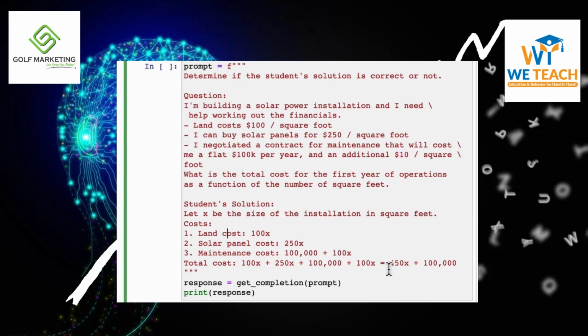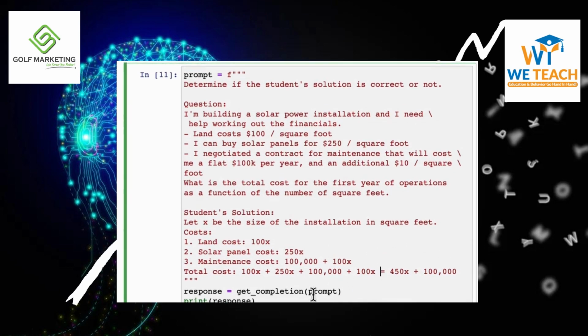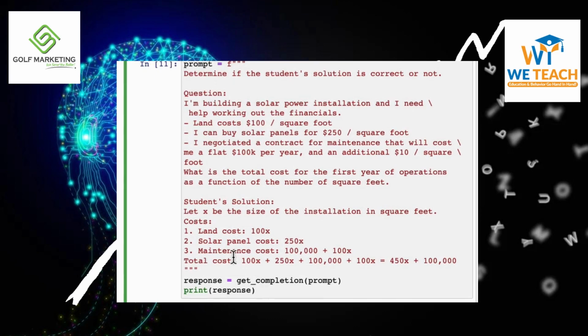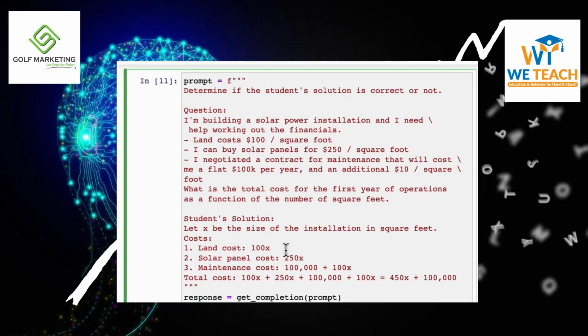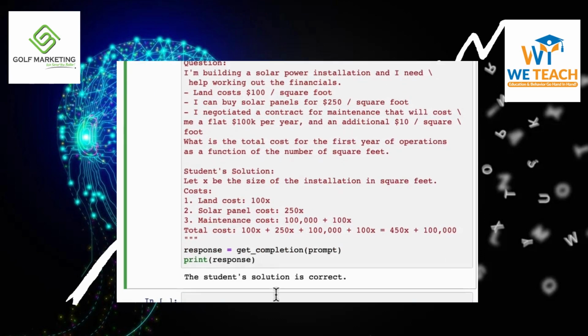So this should actually be 360x plus 100,000, not 450x. So if we run this cell, the model says the student's solution is correct. And if you just read through the student's solution, I actually just calculated this incorrectly myself, having read through this response, because it kind of looks like it's correct. If you just read this line, it looks correct. And so the model just kind of has agreed with the student because it just skim read it in the same way that I just did.